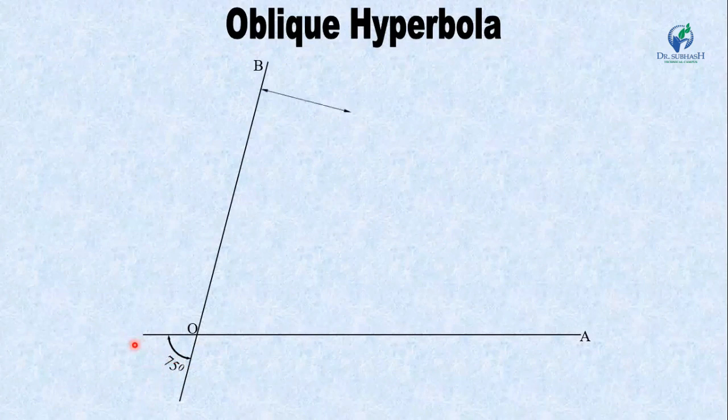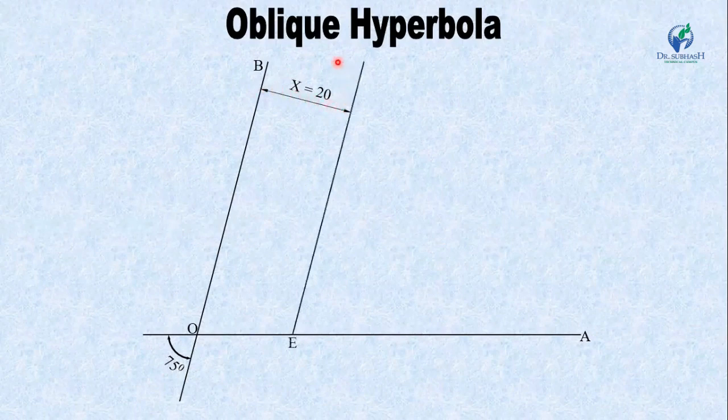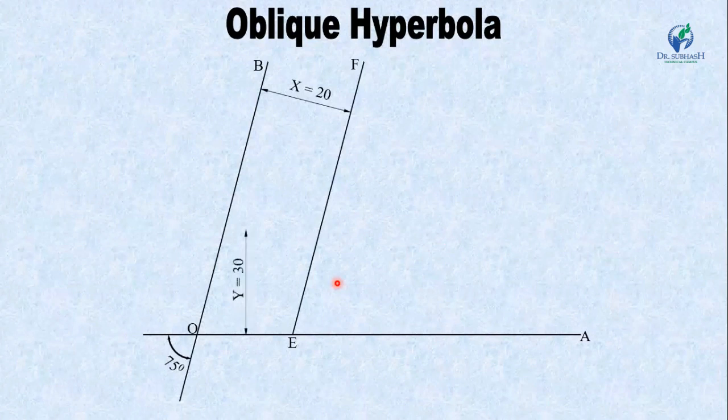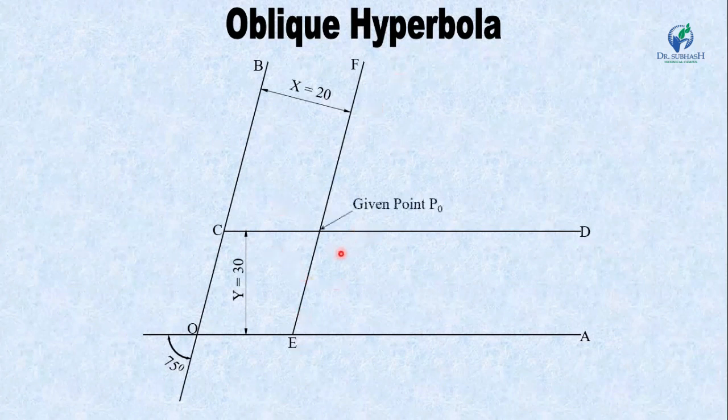Now in this, draw another line which is parallel to OB at a distance of 20 mm. So the x coordinate is 20 mm. So draw line EF at a distance of 20 mm. Similarly, the y coordinate is 30 mm, so draw line CD which is parallel to OA. So the intersection point of this EF and CD is P0, our given point P0.